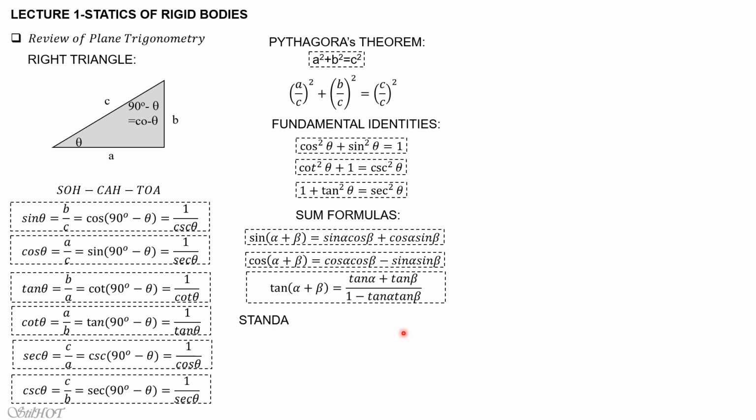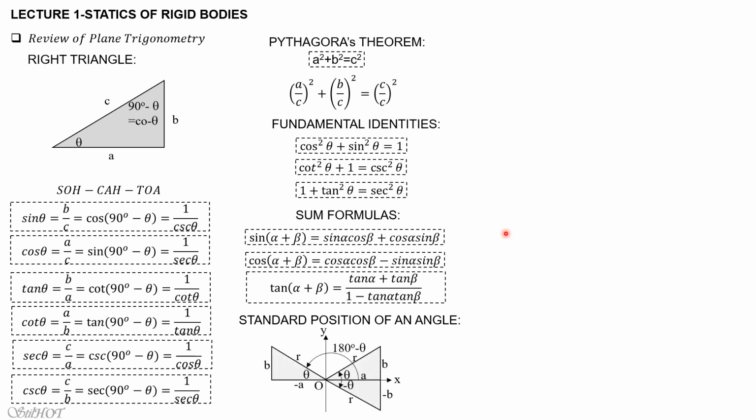Next, we have the standard position of an angle. The angle is said to be in its standard form when the angle is measured counterclockwise, because counterclockwise direction is positive. So these are the different positions of an angle theta. In the first quadrant, theta is positive because it is measured counterclockwise. This is the terminal side. The hypotenuse is the terminal side of the angle.